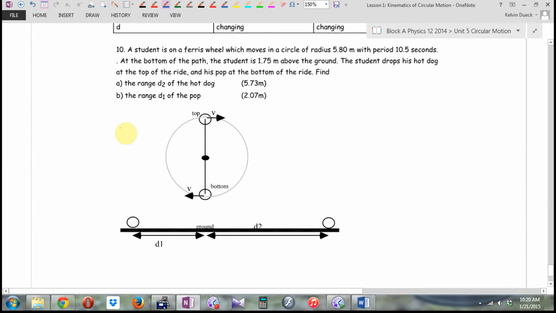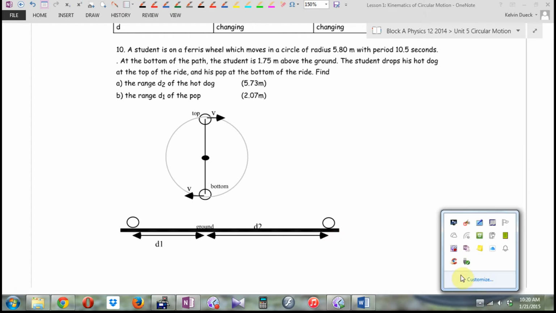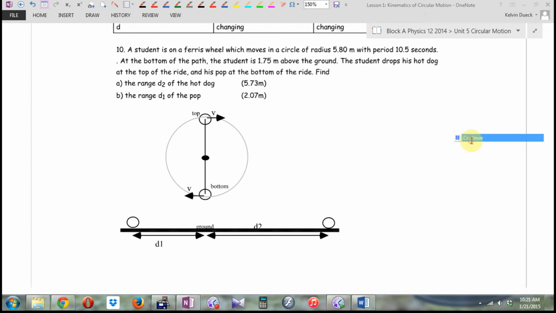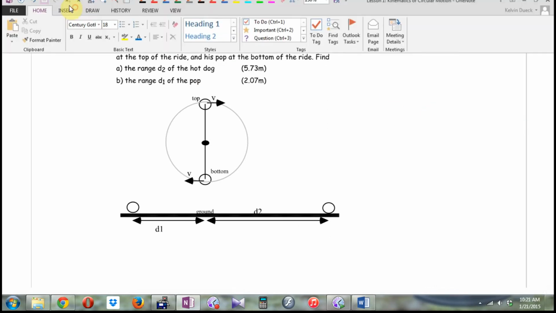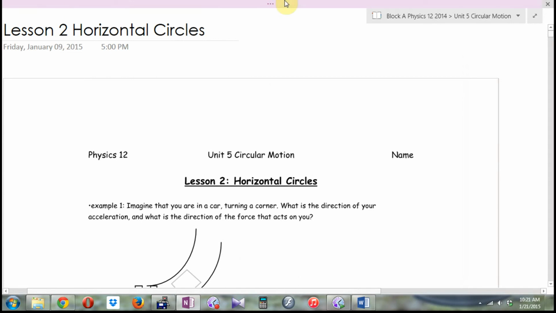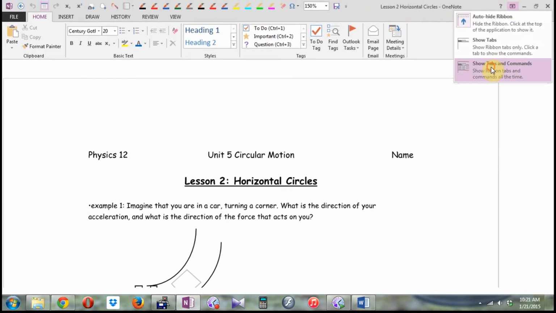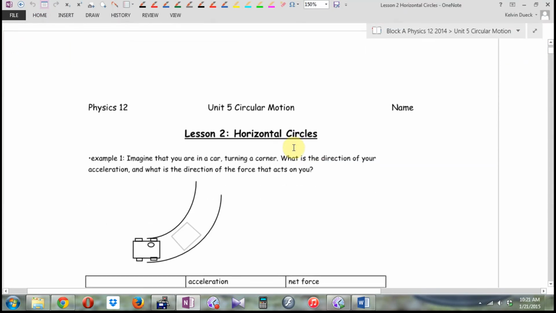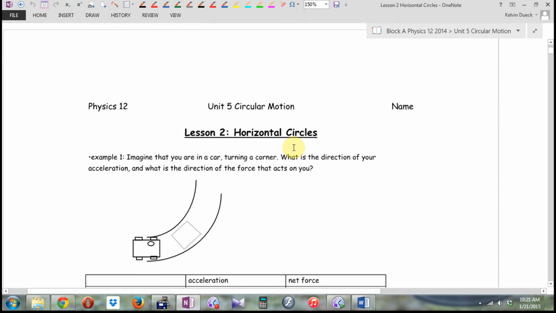We're going to move on to lesson 2 because lesson 2 is going to help you with the homework from lesson 1. Trust me. So lesson 2, part 1. Horizontal circles. We're going to divide circular motion into 2 main types: horizontal circles and vertical circles. Vertical circles are tougher. We won't deal with slanty circles.